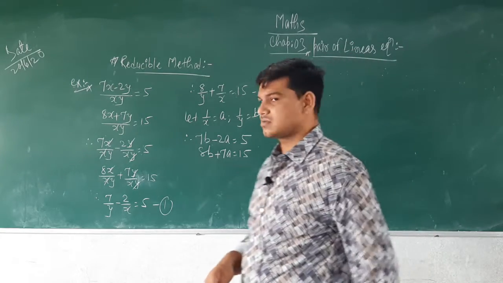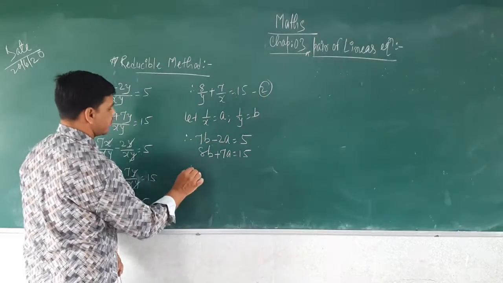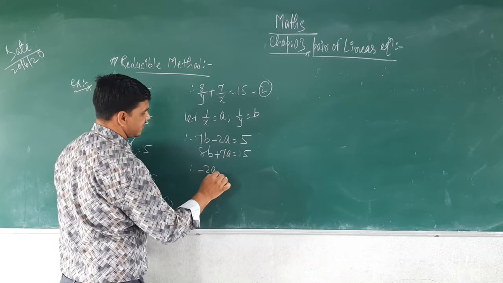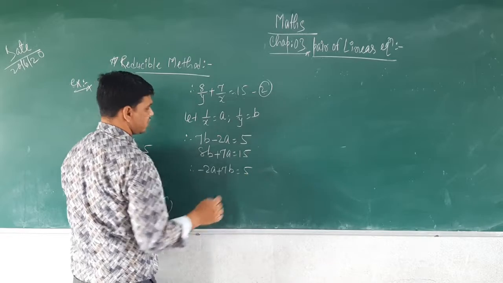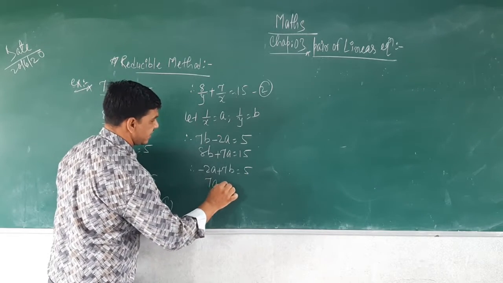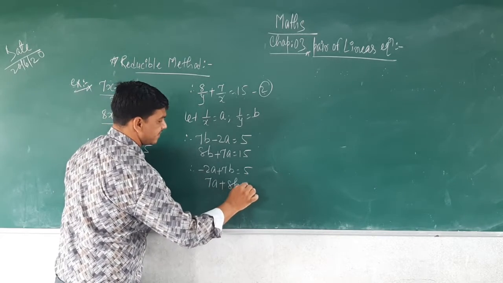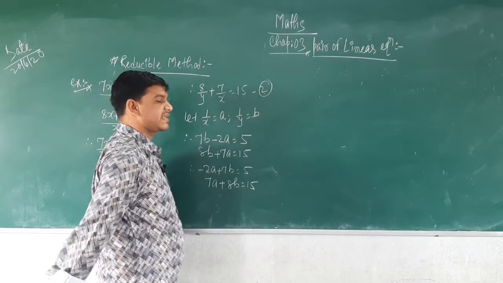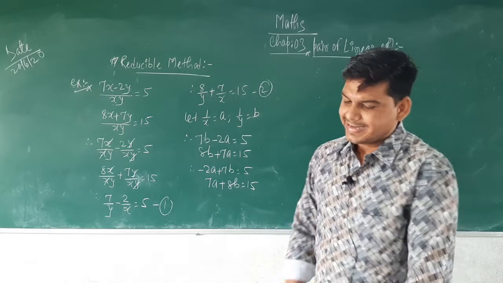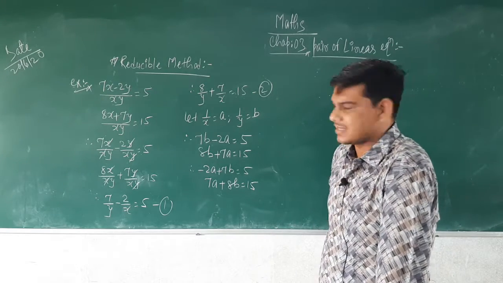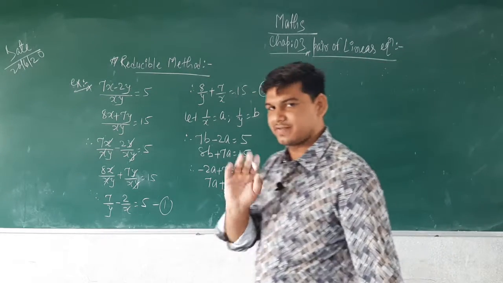Let me take first a and then b. So therefore minus 2a plus 7b is equal to 5, and 7a plus 8b is equal to 15. That is the second equation, first a and then b. So now we can apply any method. In this question I will take the cross multiplication method.